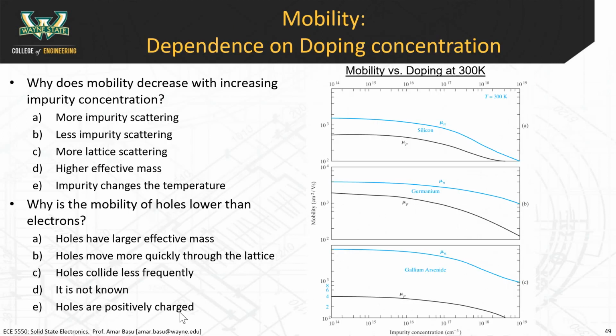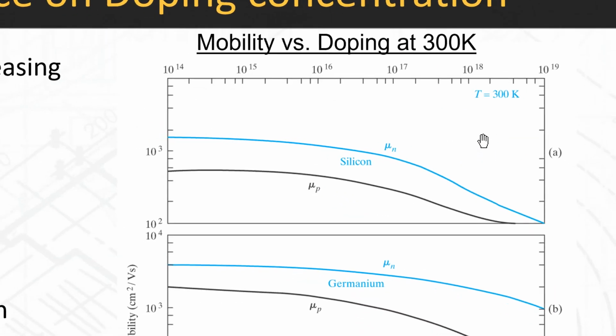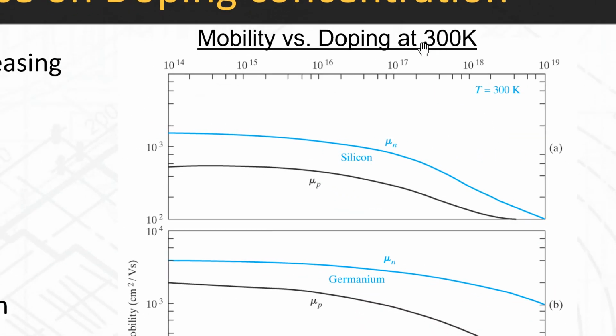All right, more questions on mobility. So this is a chart of mobility, the dependence on doping. We just talked about this a little earlier, but let's look specifically at silicon. That's the material we mostly look at in this class. So this is mobility versus doping at room temperature. You notice that this is the mobility of the electrons and then the mobility of holes.